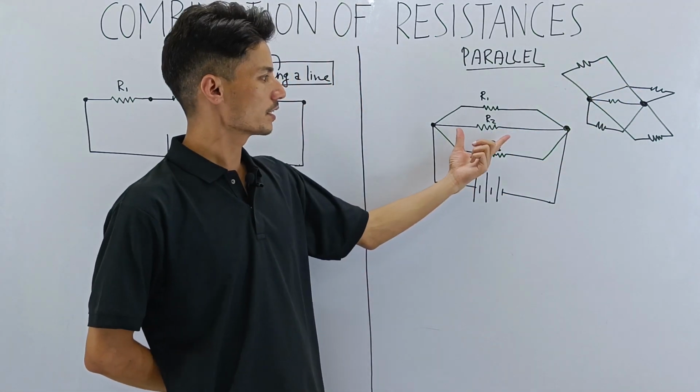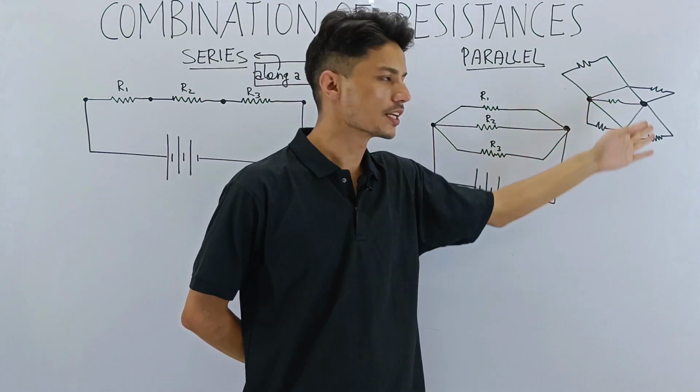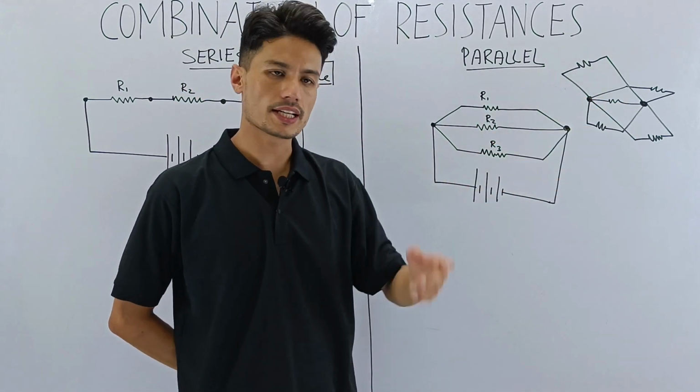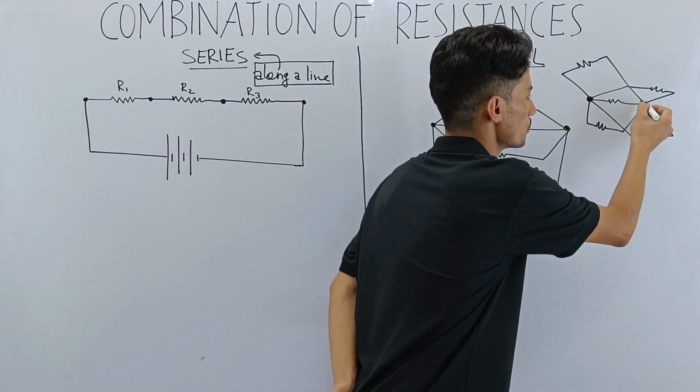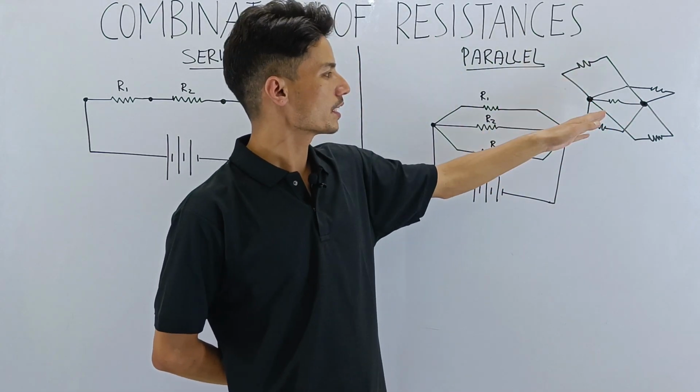So don't just think that this is how the figure should look like. No, this is a misconception. The figure can look like this also. So how do you detect? You always identify the 2 points of the resistor. And so parallel can even look like this.